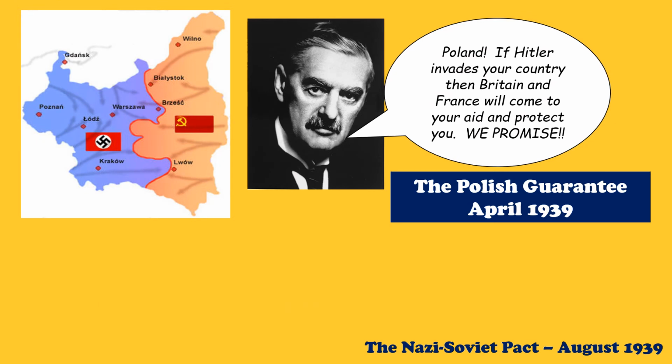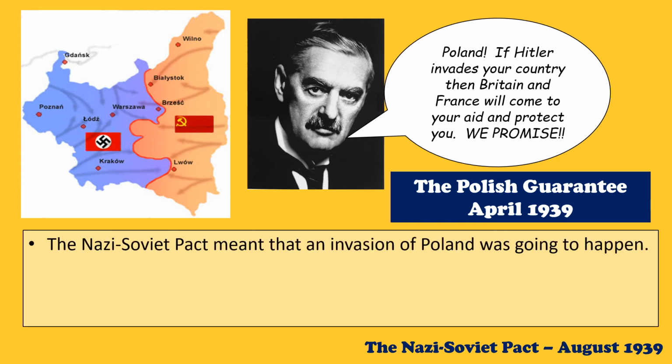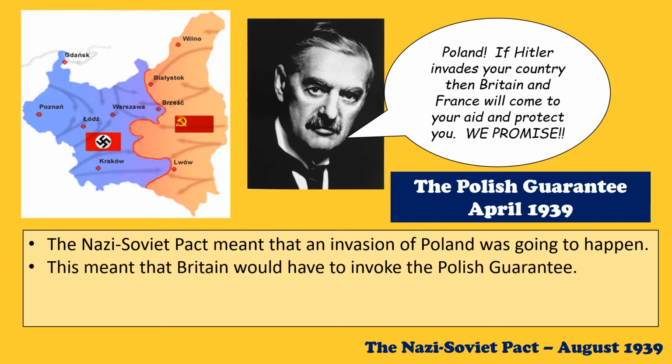This is where we're now starting to see how the Nazi-Soviet Pact essentially makes World War II inevitable. And it's all to do with Chamberlain and Daladier from France's Polish guarantee. The Nazi-Soviet Pact meant that an invasion of Poland was going to happen. So the people of Poland aren't just going to passively divide the country up. There is going to be a military invasion for this to take place.